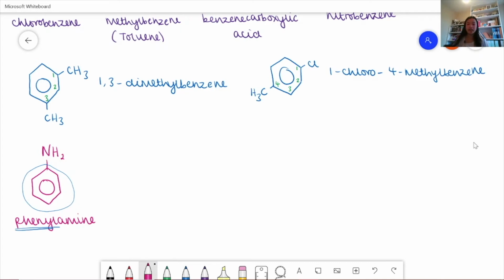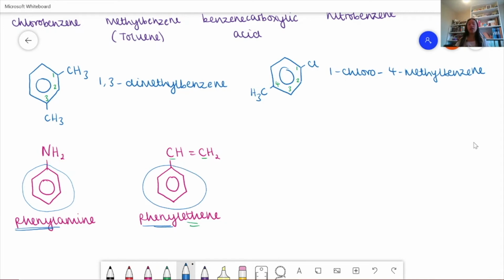We could also have phenylethene. So you'd have CH double bond CH2, and then this carbon would be attached to a carbon of benzene. So this is phenylethene because we've got eth because we have 2 carbons here, and then phenyl because of this group here. So we're taking the benzene as a substituent of something else. So alkenes and amines both take priority over this benzene group.